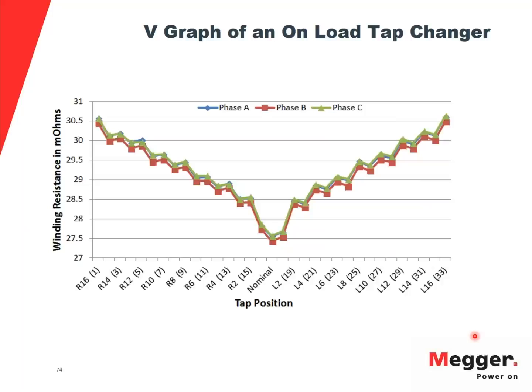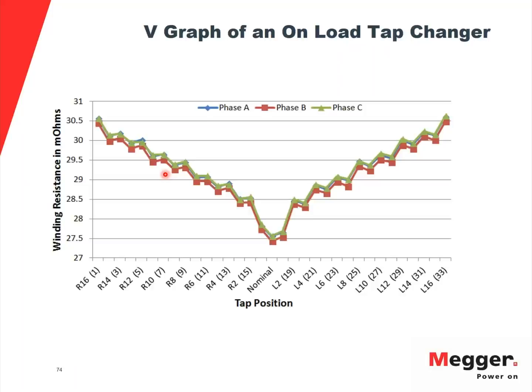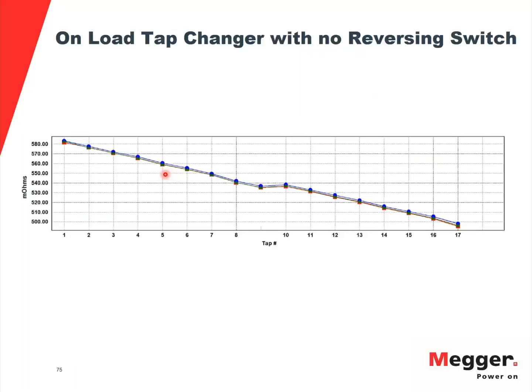If you have a preventive autotransformer type tap changer, this is how the graph would look for a winding resistance. As you can see, it looks like a V-shaped curve, and then you see a zigzag pattern, which is quite common for a bridging and non-bridging position. In this graph right here, I have a reversing switch. That's why I get a V curve. But if you don't have a reversing switch, you would see a linear pattern going in the downward direction.